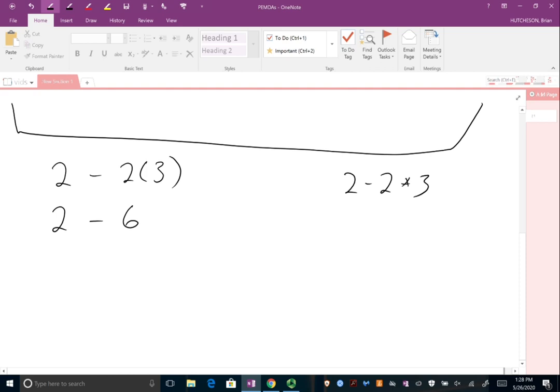And this leaves me with nothing but subtraction. 2 minus 6 is a negative 4. 2 steps forward, 6 steps back. Sounds like an old country song. 2 steps forward, 6 steps back leaves me at the negative 4 spot, assuming I started at 0. How y'all feeling?